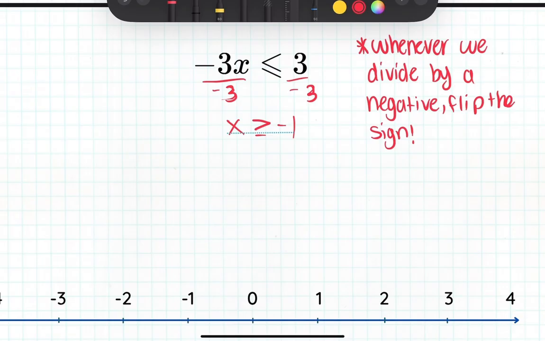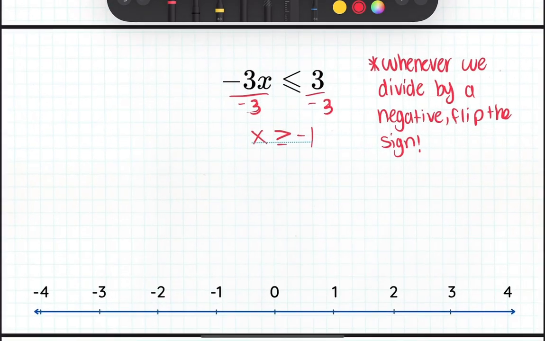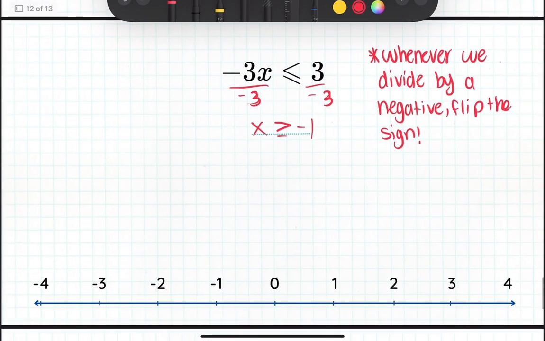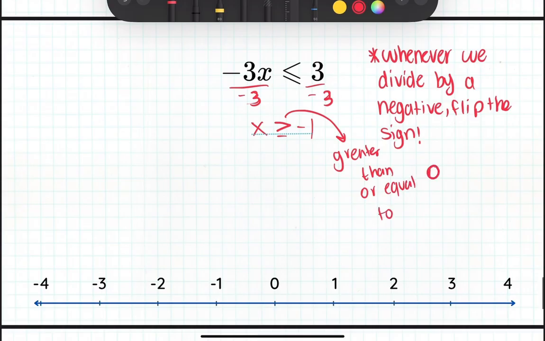So now we're going to plot it like normal. This is saying greater than or equal to. So therefore we have a closed circle. So I'm going to have a closed circle over -1, and we're going to face it this way because this is where the numbers are greater than.